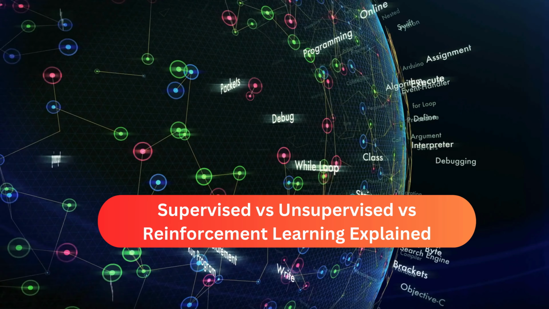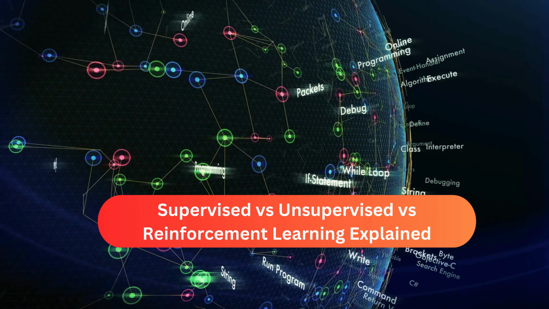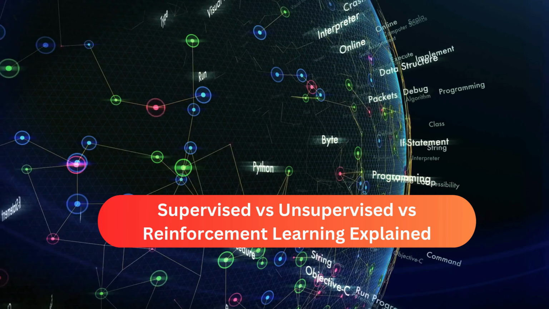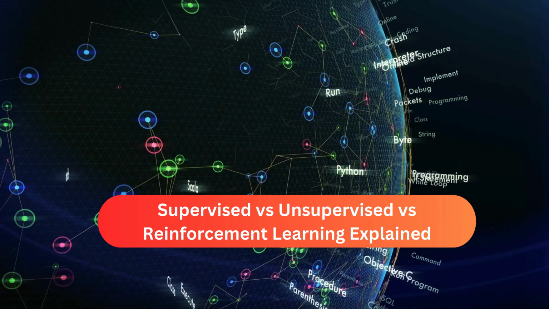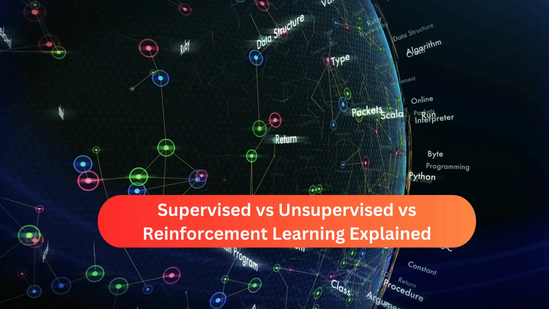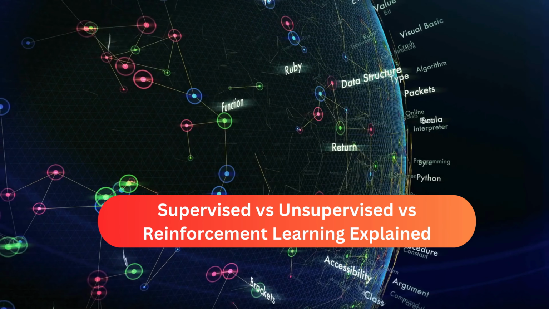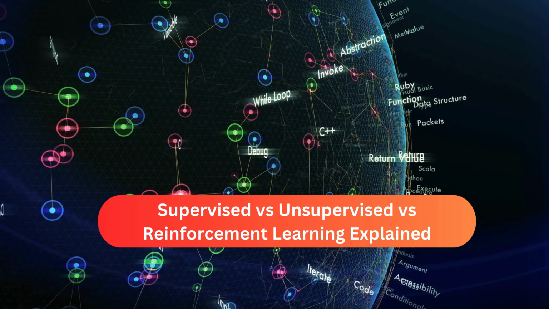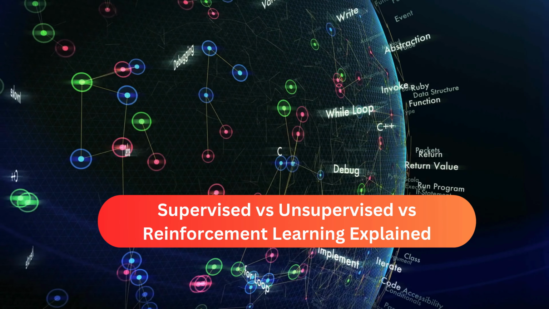So how do these three types compare? Let's break it down. Supervised learning uses labeled data, predictive tasks, e.g. fraud detection, examples provided up front. Unsupervised learning, no labels, finds patterns, exploratory tasks, e.g. clustering, discovers structure in data. Reinforcement learning learns through trial and error, decision-making tasks, e.g. robotics, interacts with the environment.